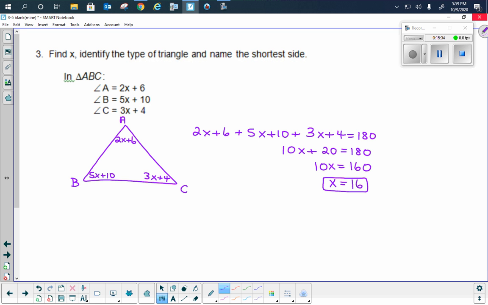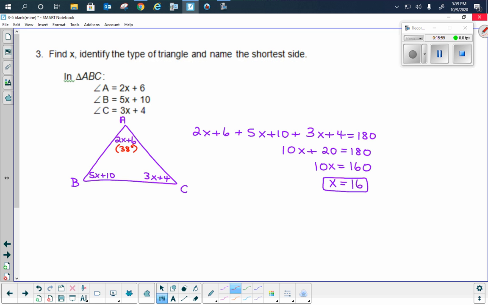First thing you should always do, pick up those numbers and put them in the picture. Okay, so if I look at angle A, 2 times 16, 32, plus 6, this is 38 degrees. I will just give you a hint. Don't draw your pictures too small when you're dealing with angles. I sometimes do the same thing.